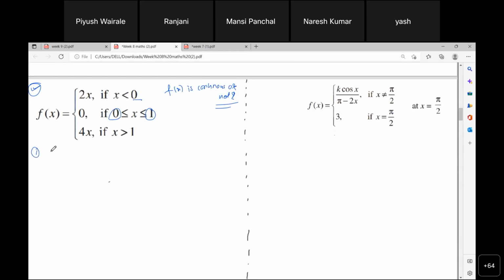Let us check for 0. So what is the left hand limit? That is limit x tends to 0. Basically my function will be 2 of x because we are going from the left hand side, where it is less than 0, right? So 2 of x. What will the answer be? 0. What will be the right hand limit for limit x tends to 0?